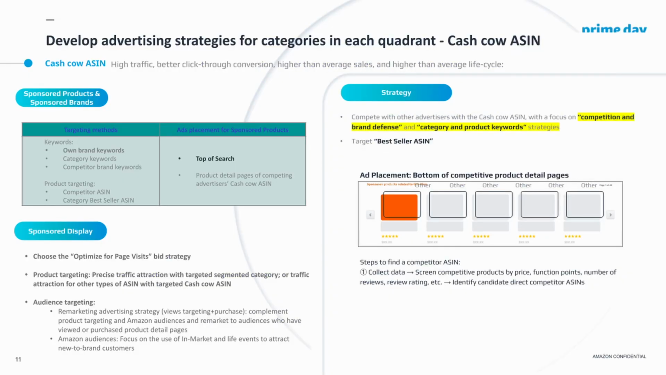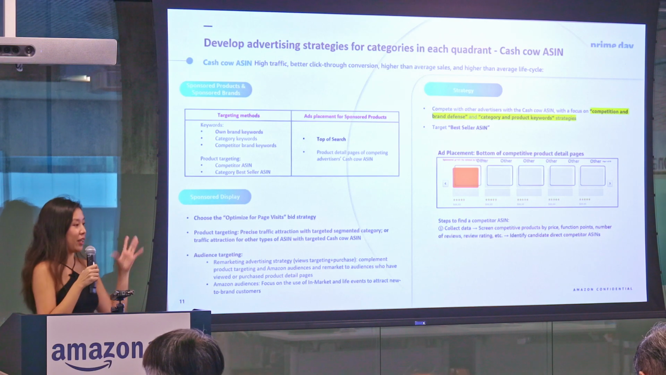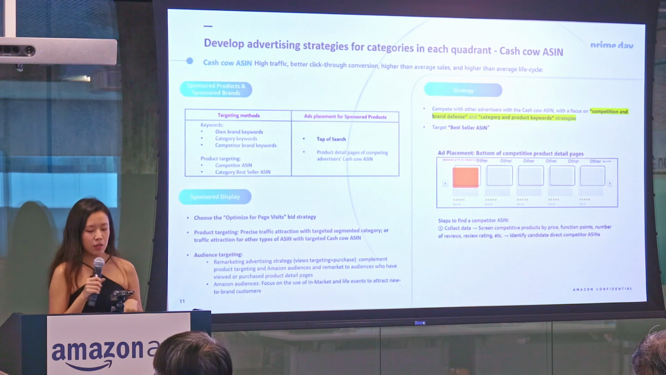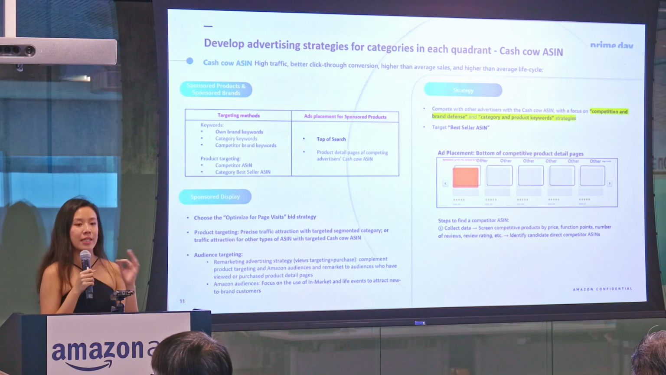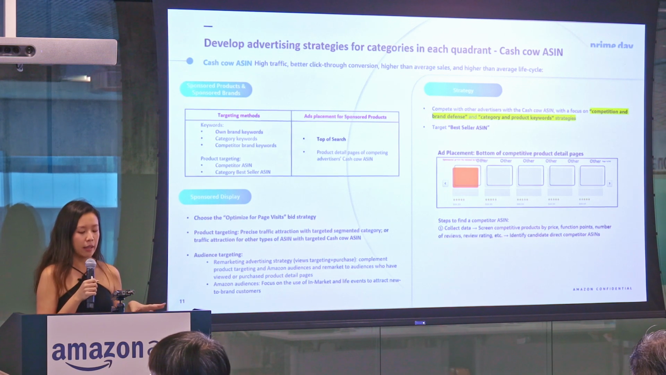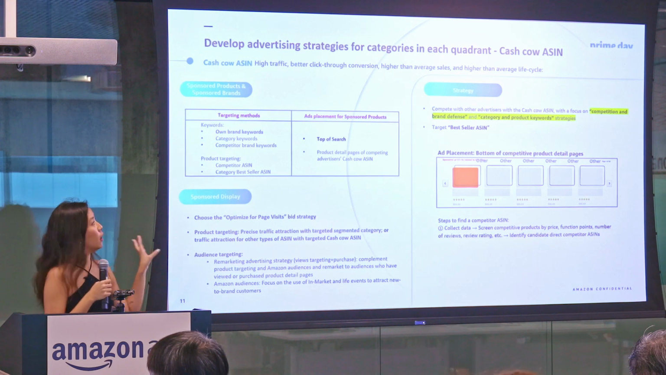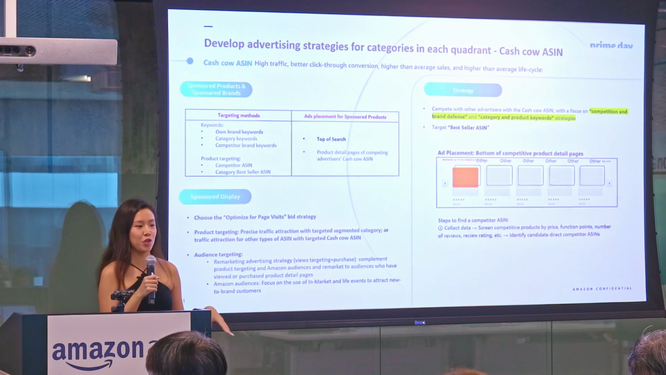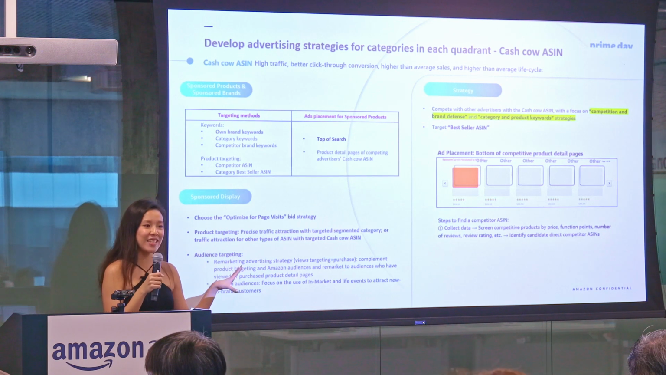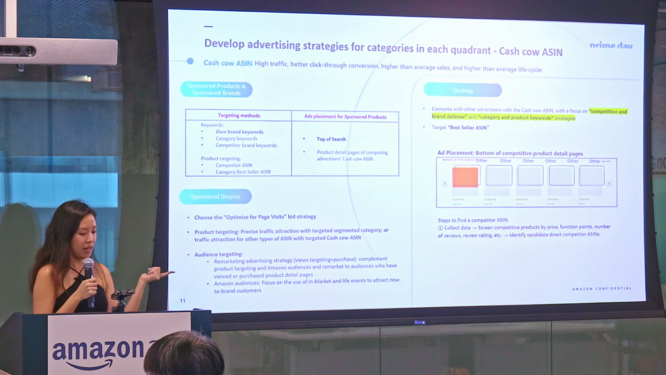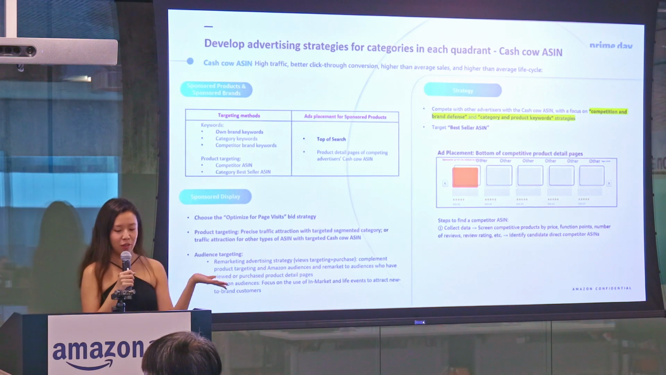And definitely for your cash cow ASIN, this is your best seller. It's the key to driving your whole store's sales. So this is something where we need to be aggressive in terms of both offense and defense. The strategy, as I mentioned, is similar to your rising star ASINs, but even more so. You might have to defend your cash cow ASINs, because most likely you'll also have competitors trying to attack them. So you want to be much more competitive and do brand defense. How can we do that?